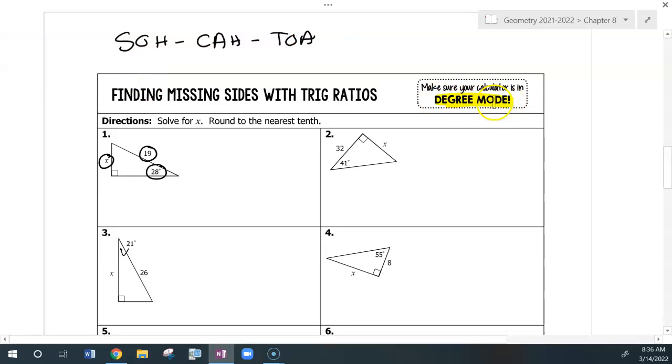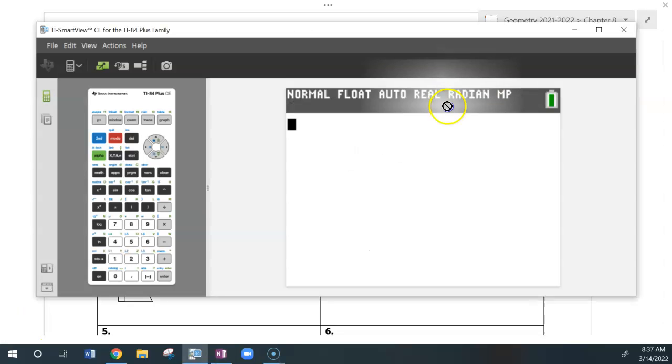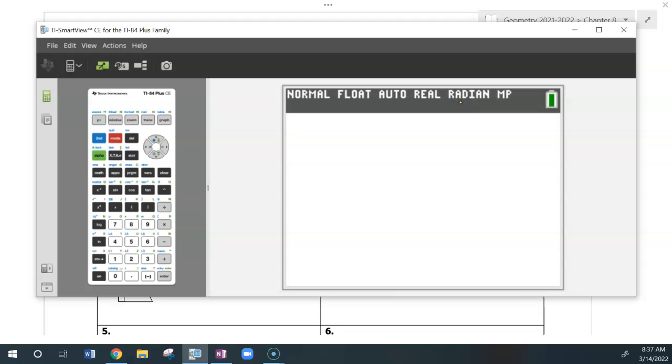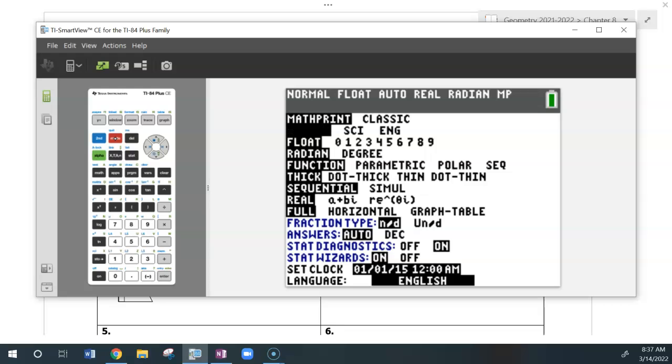Also, check your calculator. You need to be in degree mode. Here's how you check it. Notice right here, it says radian. That's the wrong mode, and if I run in radian mode, I'm going to get the wrong answers. So here's how you fix it. I'm going to press mode, and then come down to the second row. See how my radian is flashing? I'm going to go over to degree. Now degree is flashing, so I press enter. That puts me in degree mode.